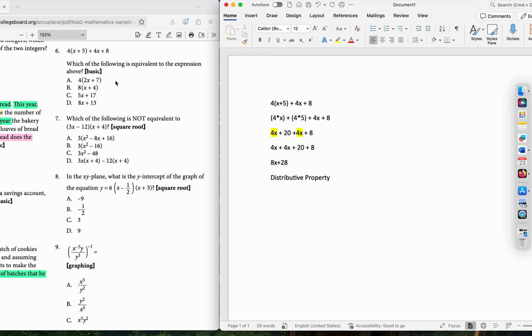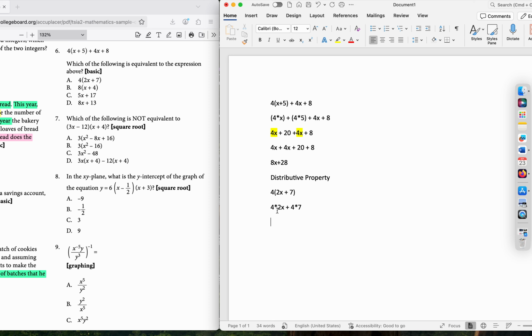So let's take a look at A. We're going to do the same thing, just multiplying 4 with what's in the group using the distributive property. So let me write that down: 4 times 2x plus 7. And we want to distribute that 4 with 2x and 7. So 4 times 2x, and then that's added by 4 times 7.